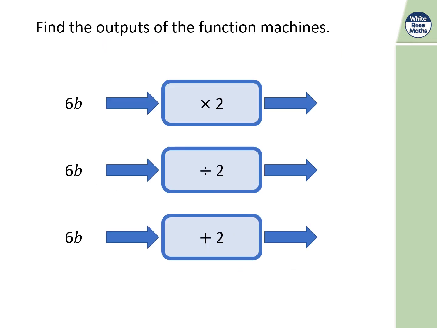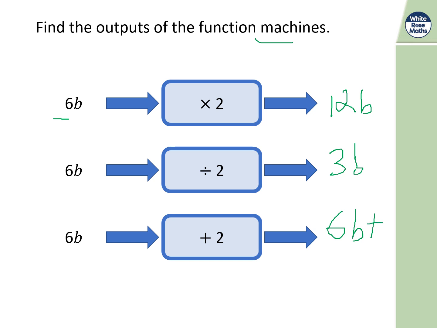Find the outputs of the function machines. 6b times 2 will give me 12b. The next one, 6b divided by 2 is going to be 3b. I'm halving it. The last one, 6b, and then I add 2, will just give me 6b plus 2.